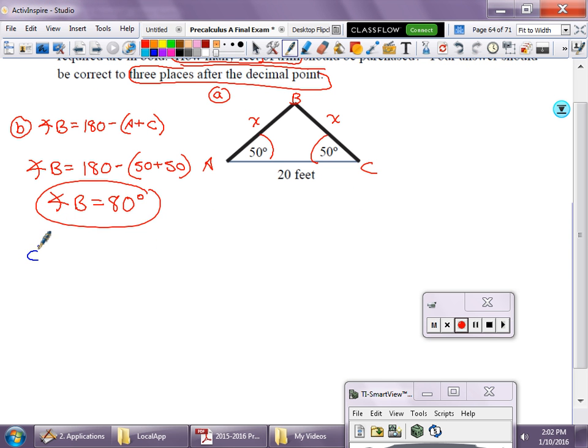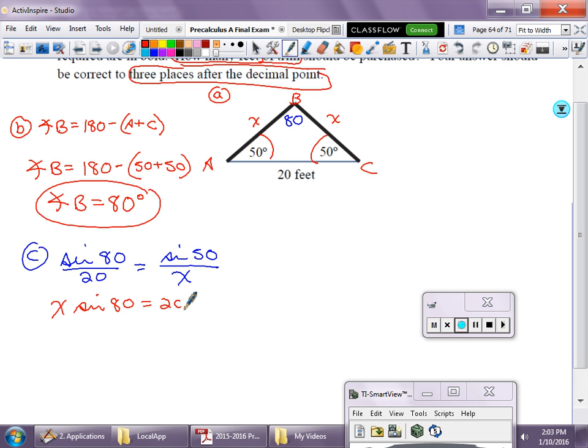C. We need to find x. So we have x. We have 80. Sine of 80 over 20 is equal to the sine of 50 over x. Cross multiply. x sine 80 equals 20 sine 50. Divide by sine 80 on both sides.